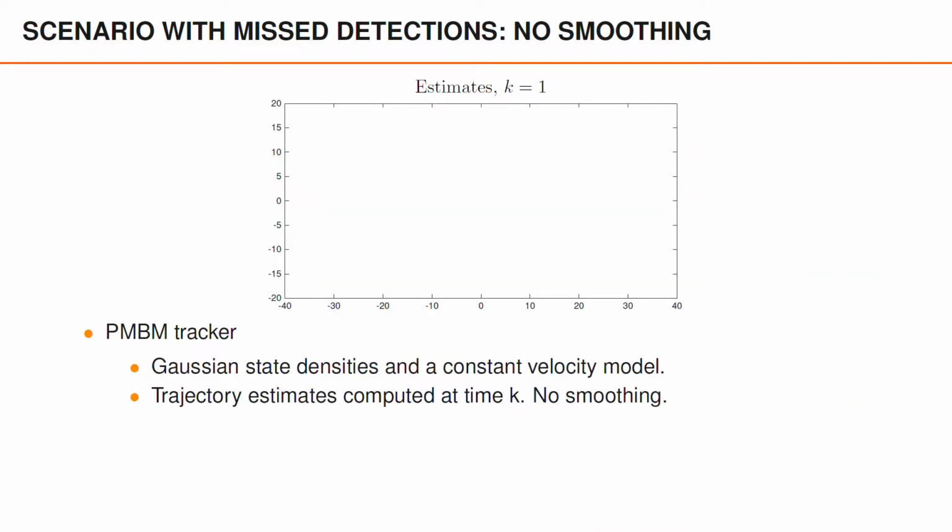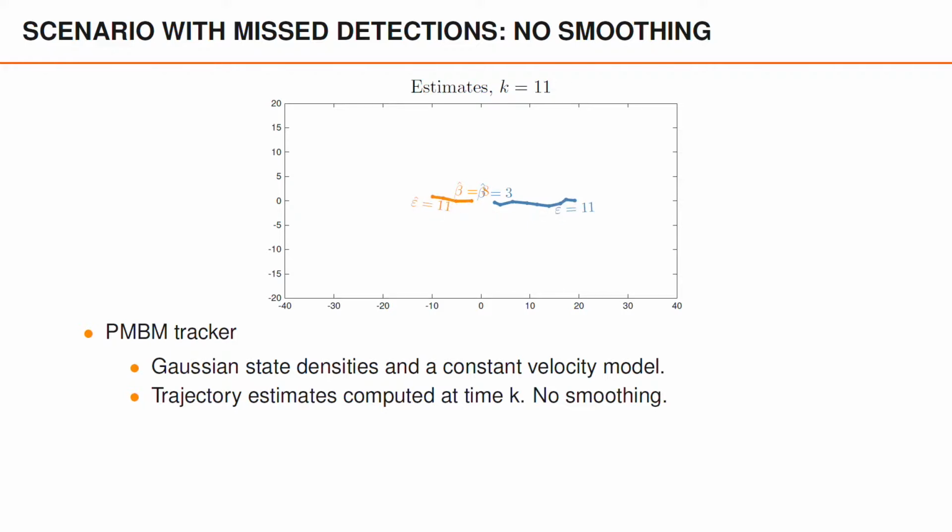Let us first evaluate a PMBM tracker without smoothing. That is, a PMBM tracker that makes use of the simple approximation to the state densities that are presented in the last video. We use a simple constant velocity model, and the measurement model is also very simple, since there is almost no clutter. The first object is immediately detected at time 3, and then tracked as it moves to the right. At time step 8, we detect the object to the left, and start tracking both objects.